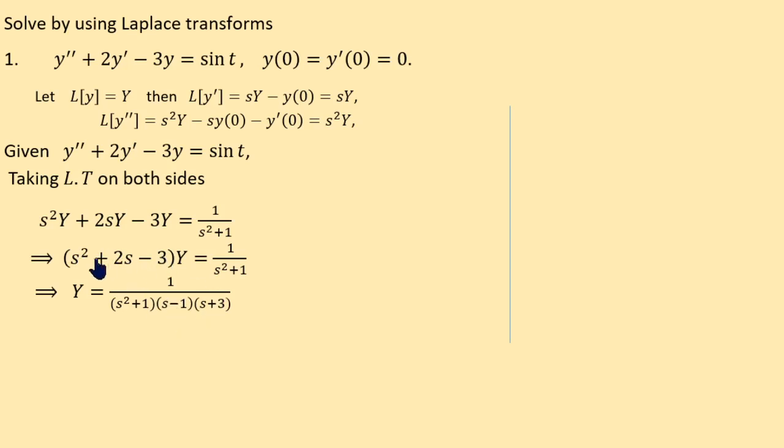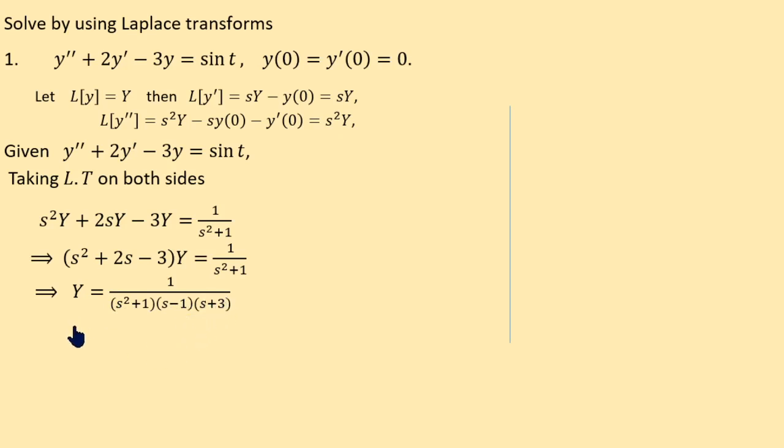See how to factorize? Assume that s square plus 2s minus 3 is 0. Then use a calculator to find the roots. So you will get roots 1 and minus 3. s equal to 1 means the factor is s minus 1. s equal to minus 3 means the factor is s plus 3. So dividing by s minus 1, s plus 3, capital Y becomes 1 by s square plus 1 into s minus 1 into s plus 3.